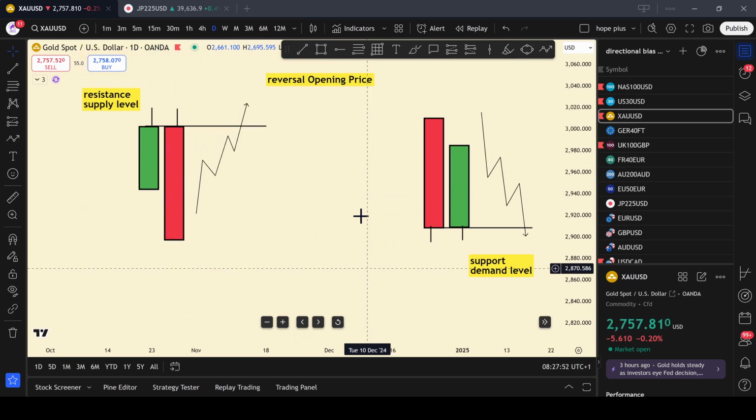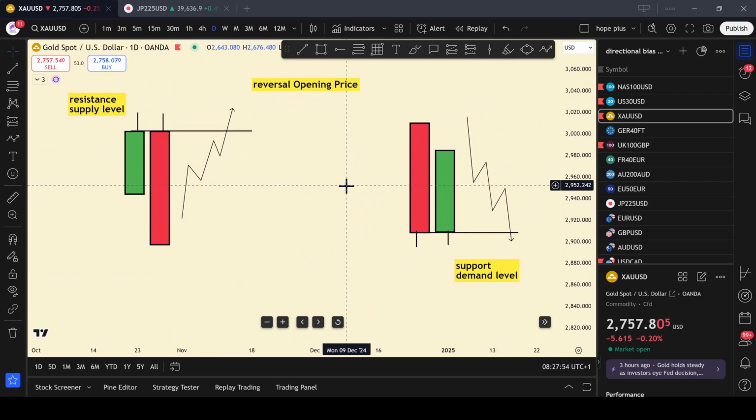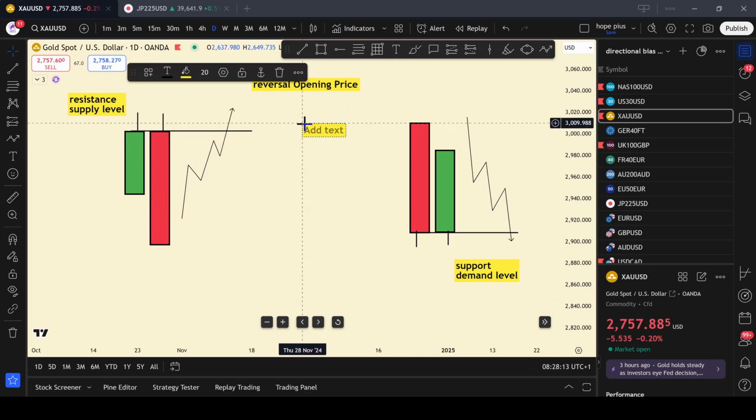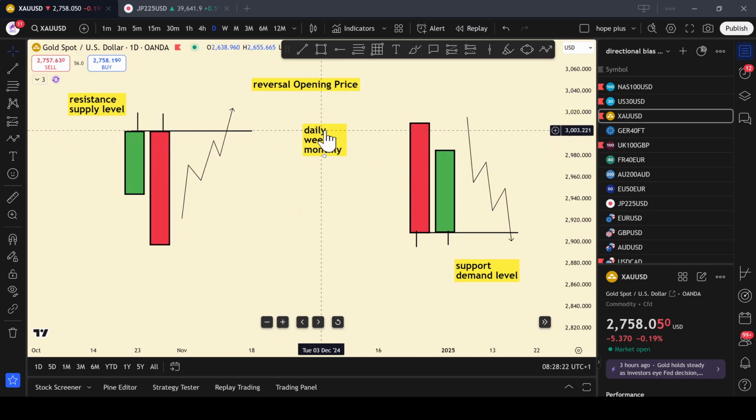Secondly, on what time frame can you be looking at this? Actually, you can look at this on any time frame, but where I found it to be more accurate is on the daily, weekly, and the monthly time frame. Anything below, you don't use that to gauge your direction.